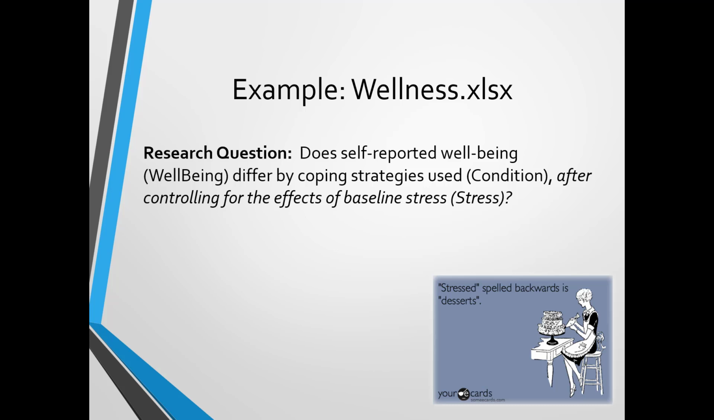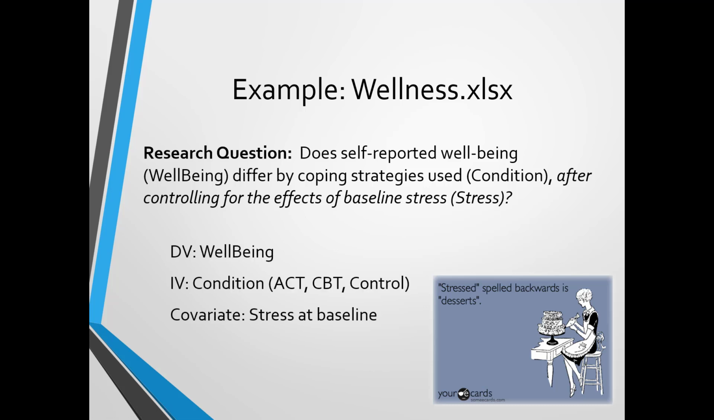Going back to the wellness dataset, let's say that you had the research question: does self-reported well-being, so the variable well-being, differ by coping strategies used? That is defined by the variable condition, which had 3 levels. One represented an acceptance and commitment therapy-based strategy, another represented a cognitive behavioral therapy-based strategy, and then there was a control condition. So 3 levels, after controlling for the effects of baseline stress, so taking away the effects of the baseline levels of stress that each individual brought into the study. What was the effect of condition on well-being? The variables are broken down like this.